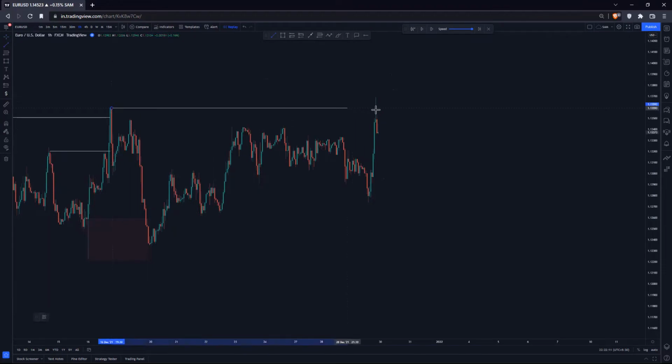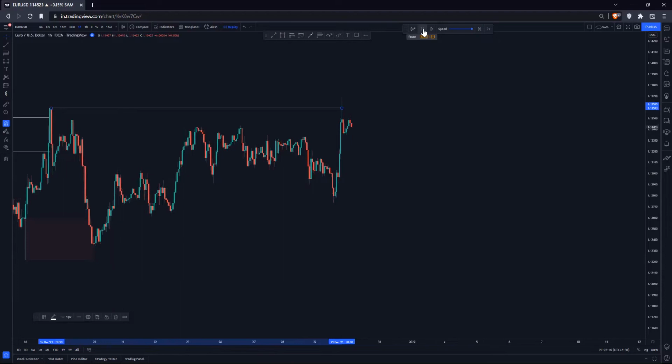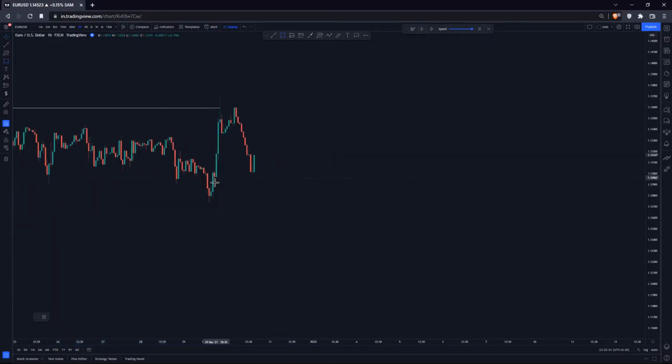Again, it did take out all the structure, but by a wick, so I can't really consider that. We need a close above, bro. We need a close. Barely got a close. So this was a mid-range demand.